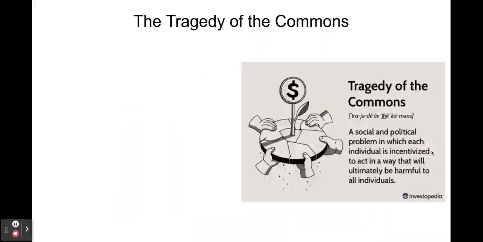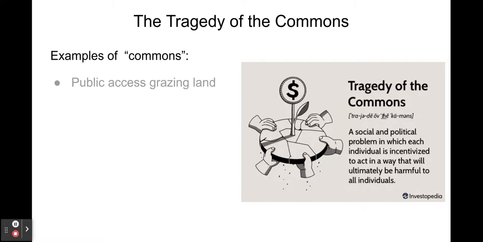Let me give you some examples of the commons. When we say the commons, we're referring to open access resources. That's something that anybody and everybody has access to. For example, public access grazing land. There is some public access grazing land left in the United States. At this point, large chunks of grazing land have been purchased and are privatized, owned by individuals who might sell off those rights, but there are some regions that are public access still.